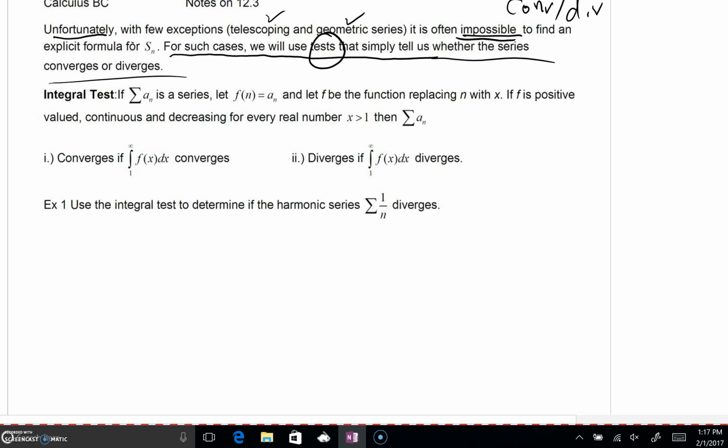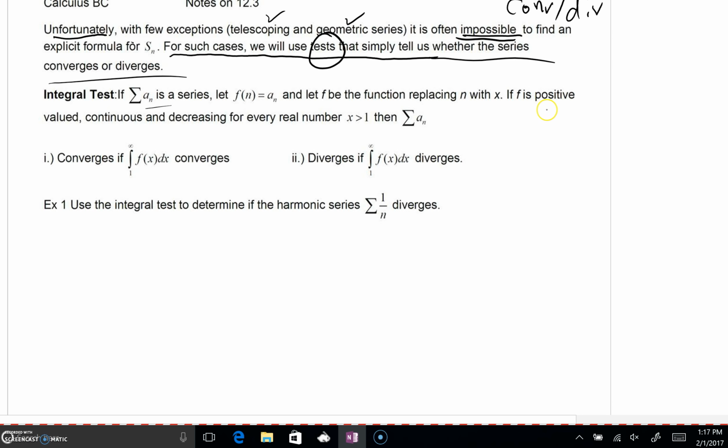But it's important nonetheless. We're going to say if you have a series, notice there are no bounds written on there, but it's certainly implied that we're starting from a first term going up to an infinite sum. Let's say that f of n is that nth term formula. And let f be the function replacing n with x. We talked about that on our very first day.